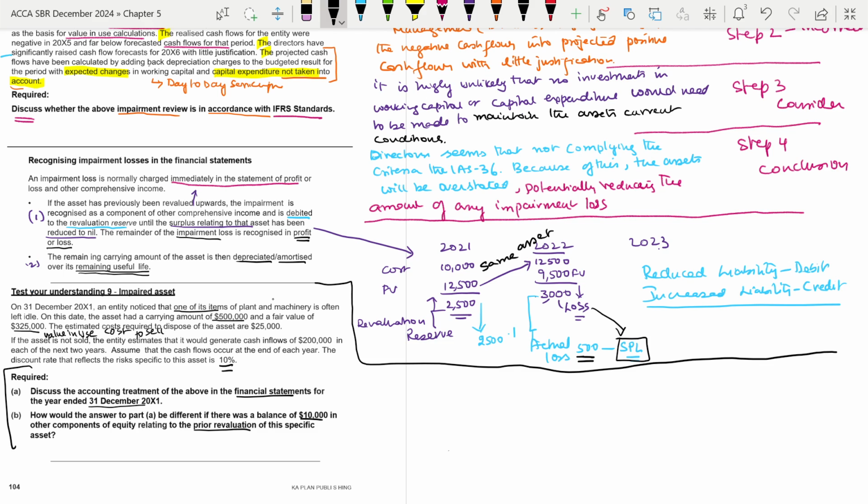What do we have to calculate? We have to calculate the carrying amount. We have to calculate fair value in use. And we have to calculate fair value less cost to sell. And we have to calculate value in use.